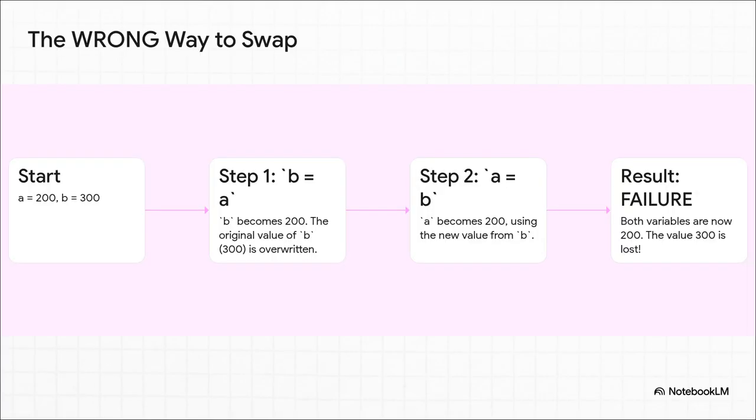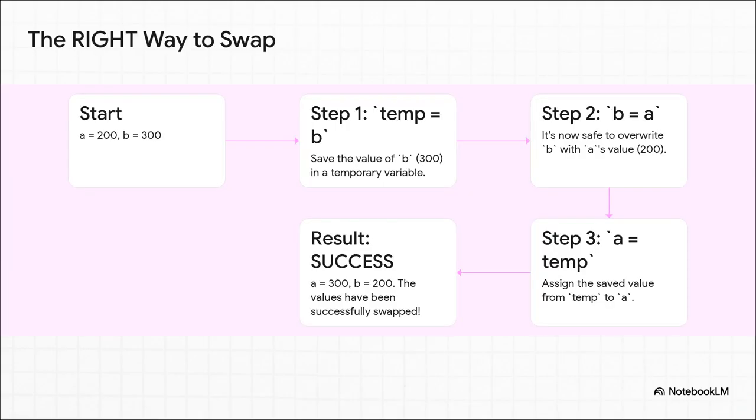Okay, so here's the common mistake, the trap everyone falls into at first. We've got A is 200 and B is 300. In step 1, you might think, okay, I'll just set B equal to A. So B is now 200. But wait, see the problem? In step 2, when you go to set A equal to B, well, B is already 200. So A becomes 200 too. And that original 300, poof, it's gone, vanished, overwritten forever.